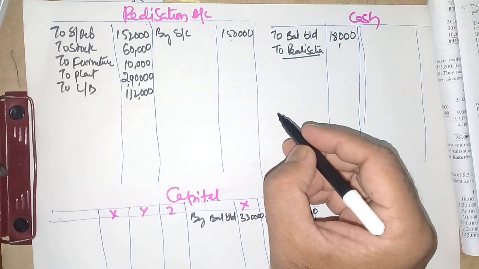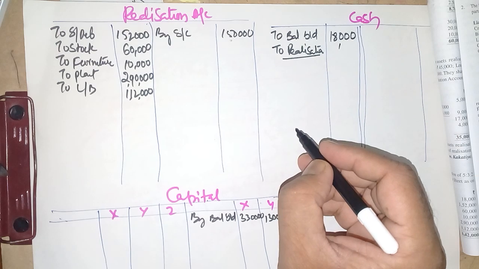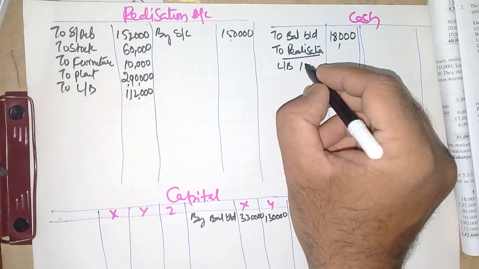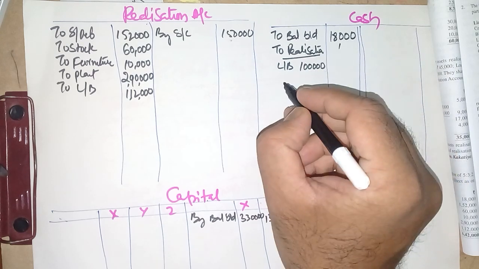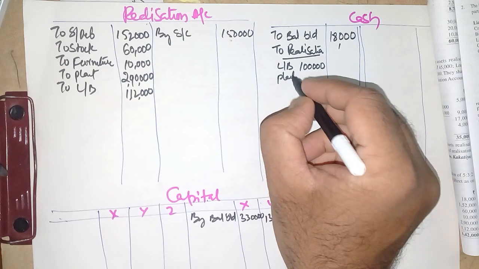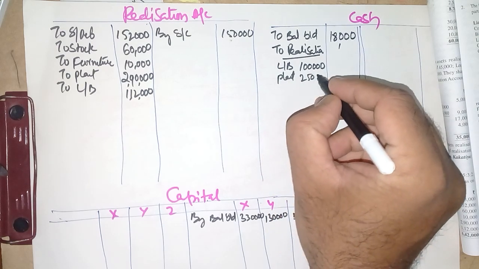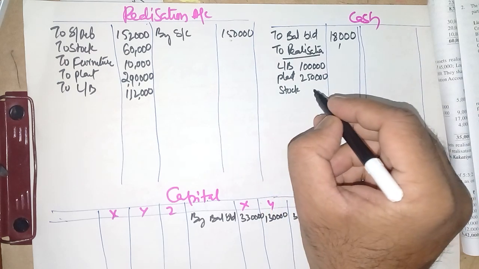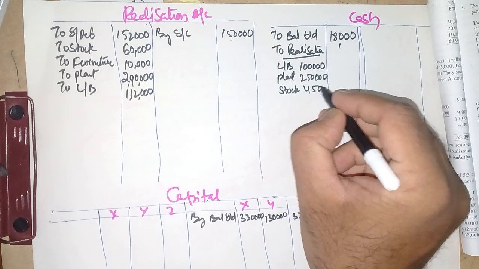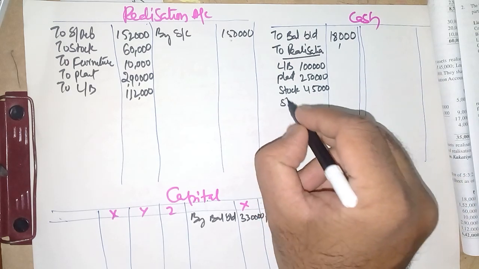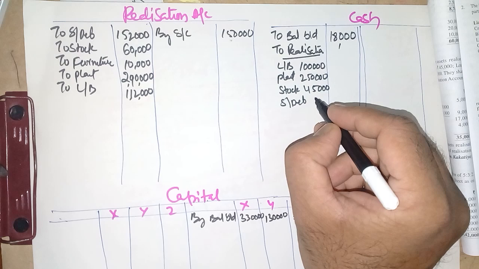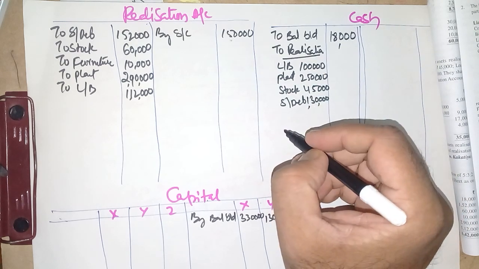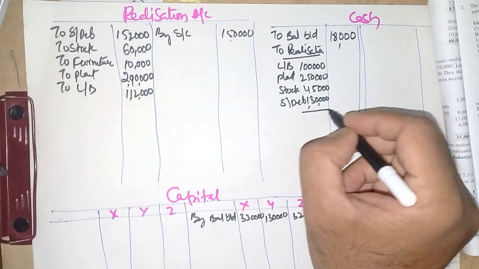So what are the assets we have realized? Individually we will write them. From land and building, we have realized 1 lakh rupees. Then plant, we have realized 2,50,000. Then stock, 45,000. Then sundry debtors, 1,30,000. Right? So these are the assets that we have realized.